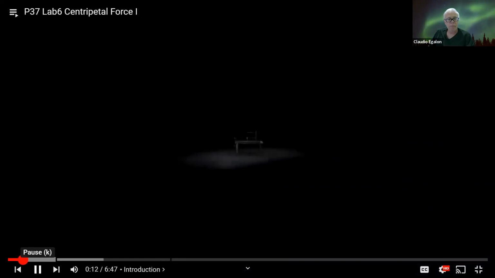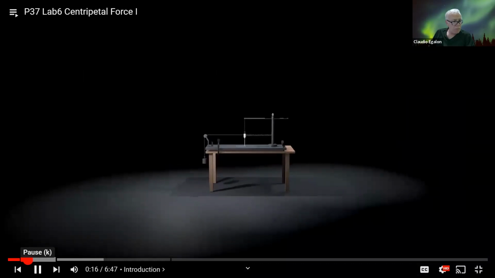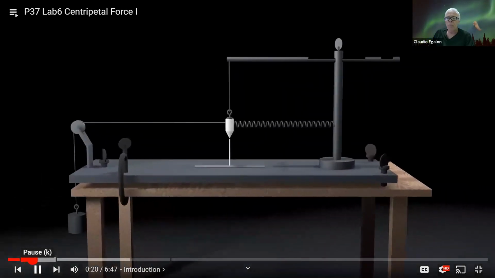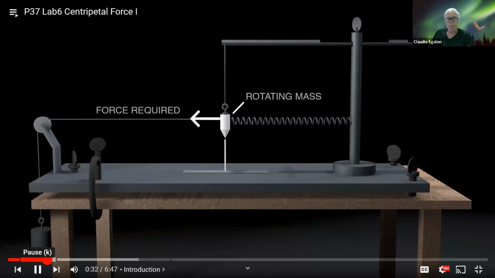In this experiment, you will verify Newton's second law for an object undergoing uniform circular motion. You will change its mass while keeping its radius of rotation constant. This experiment has 2 parts. In the first part, you will measure the period of a rotating mass. In the second part, you will determine the force required to keep the mass under uniform circular motion.